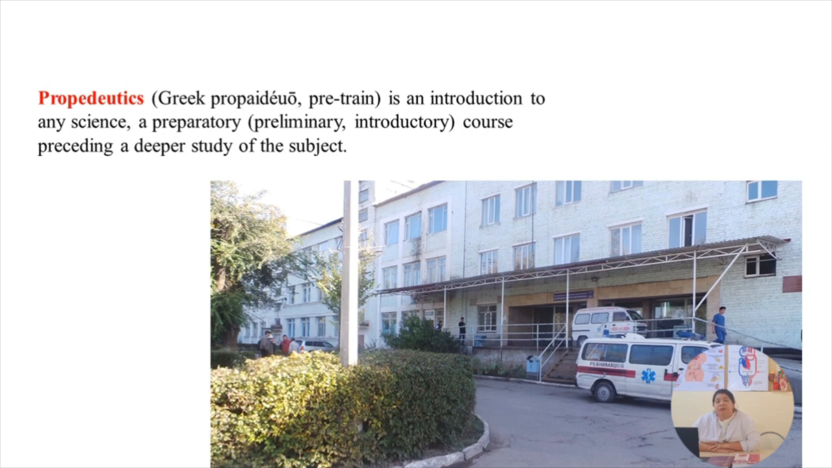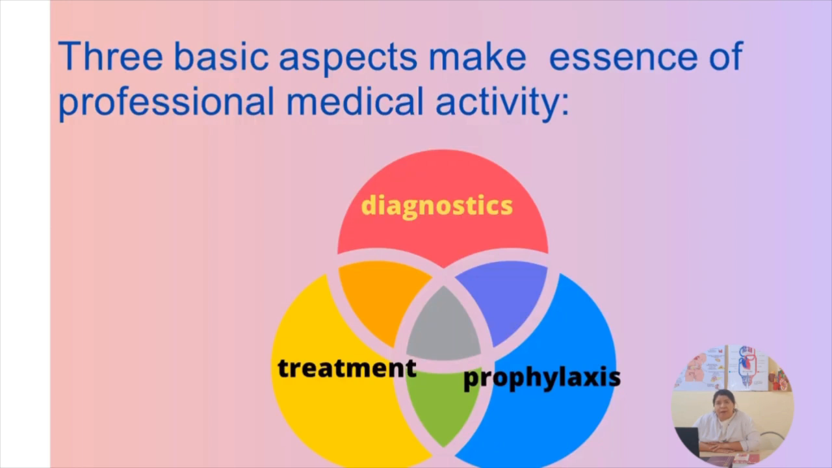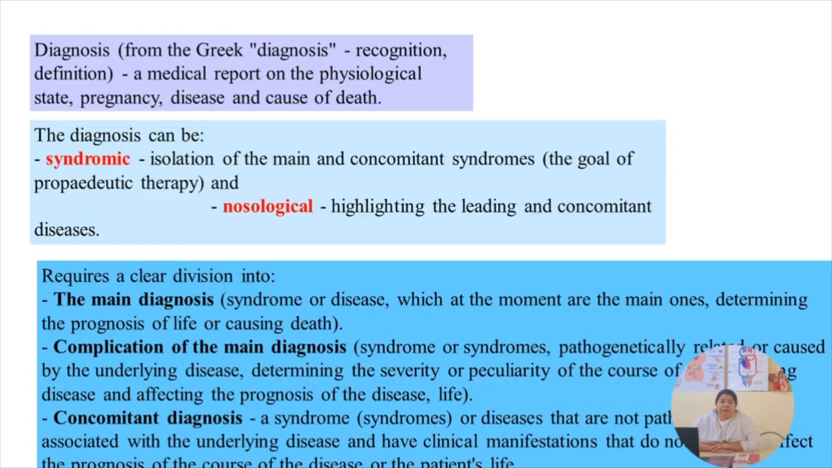What is propedeutics? Propedeutics, from Greek, is translated as an introduction to any science. For example, propedeutics of internal disease means a preliminary introductory course preceding a deeper study of internal disease. Three basic aspects make up professional medical activity: diagnosis, treatment, prophylaxis. On the third course level, we will pay attention to diagnosis. We will study how to make the diagnosis and how to prove the diagnosis. Fourth and fifth course levels take you further into the treatment and prophylaxis of diseases.